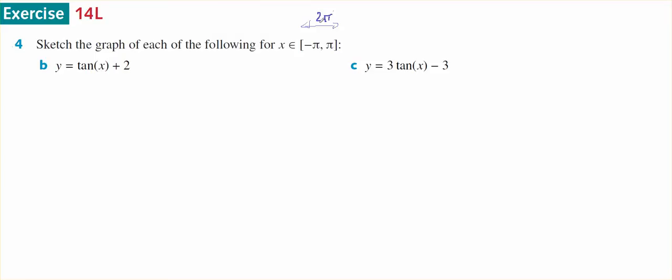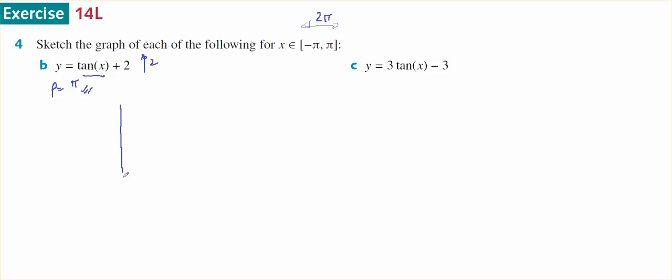2 pi. If I'm looking at 4b, the tan of x plus 2, n is a value of 1, so the period of this is pi divided by 1, or pi. I'm going to draw 2 complete cycles. It's the tangent curve that's been moved up 2 units.